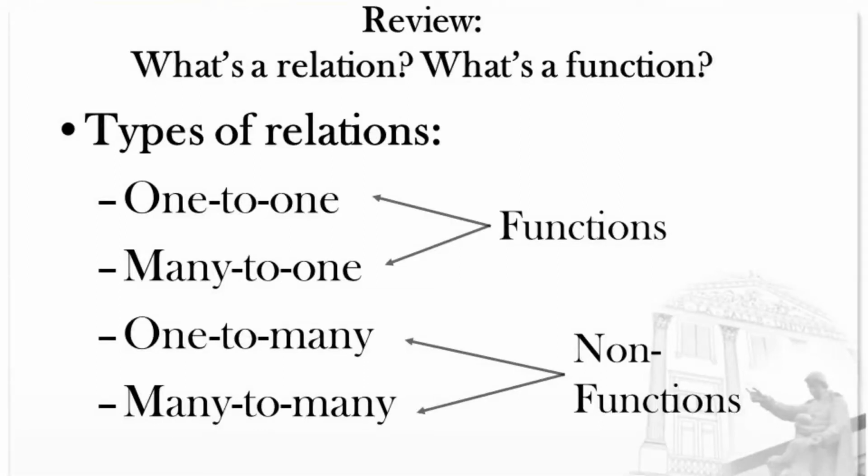So, one-to-one function. Review: what is a relation? What is a function? Types of relation. These are the types of relations that we have: one-to-one, many-to-one, one-to-many, and many-to-many. One-to-one and many-to-one are functions. One-to-many and many-to-many are non-functions.